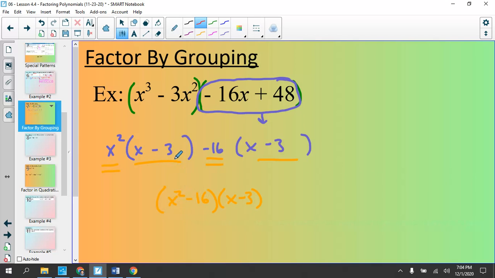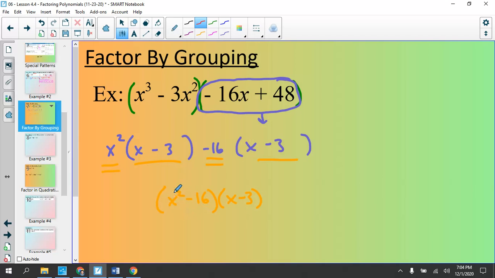So even on these ones where it's a factor by grouping, I still got to look at what's left. Is this always factorable? No. Like, you might get here and be done. But I'm seeing this and seeing, hey, this one's done. X minus 3 is x minus 3. I can't do anything else with that.